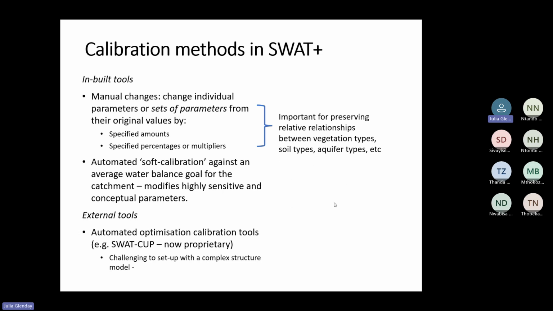Whereas if you adjusted each one independently, you can lose the relationships between them across different soil types and vegetation types.